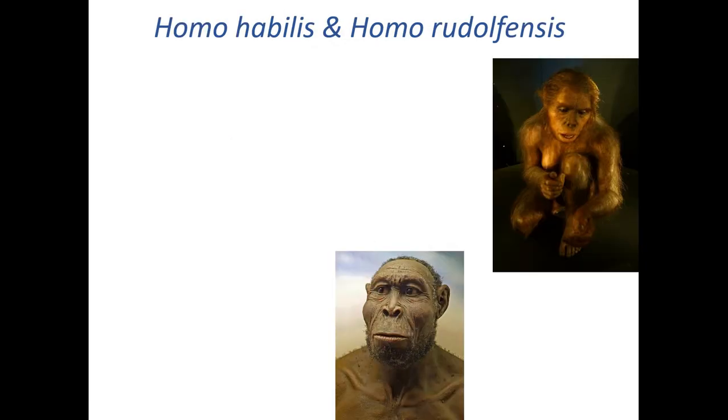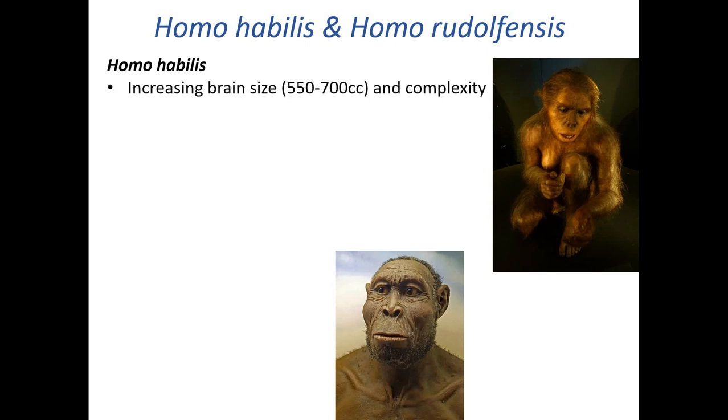So first, let's talk about Homo habilis and Homo rudolfensis. Homo habilis has a few defining features. Homo habilis had increasing brain size and complexity. If you remember when we talked about Lucy, she had about a 400 cubic centimeter brain. Homo habilis now, we're looking at a brain size of around 700 cubic centimeters and a bit more complexity too. So the brains are evolving.